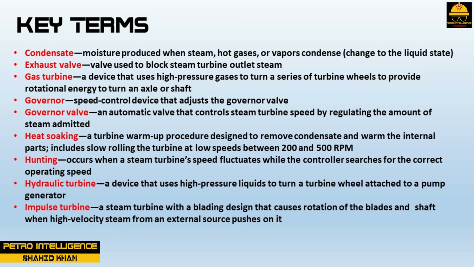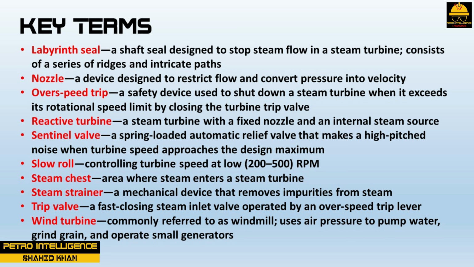Hydraulic turbine is a device that uses high-pressure liquids to turn a turbine wheel attached to a pump or generator. Impulse turbine is a steam turbine with a blading design that causes rotation of the blades and shaft when high-velocity steam from an external source pushes on it. Labyrinth seal is a shaft seal designed to stop steam flow in a steam turbine, and consists of a series of ridges and intricate paths. Nozzle is a device designed to restrict flow and convert pressure into velocity.